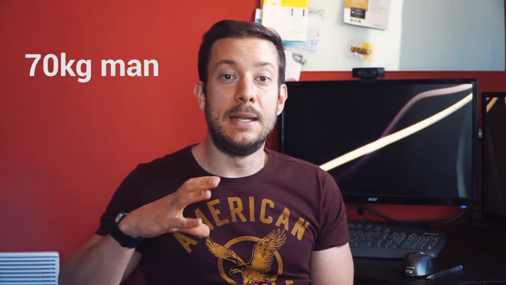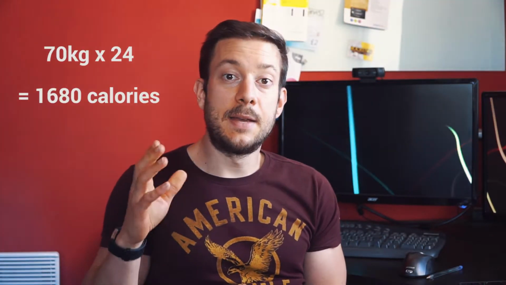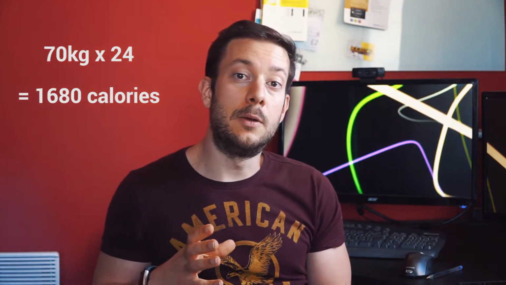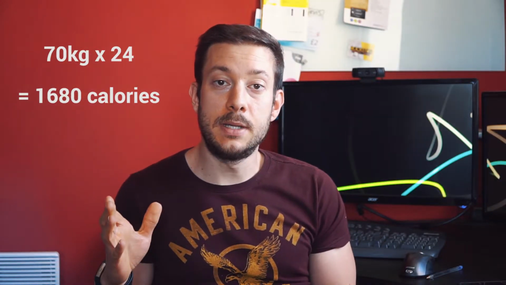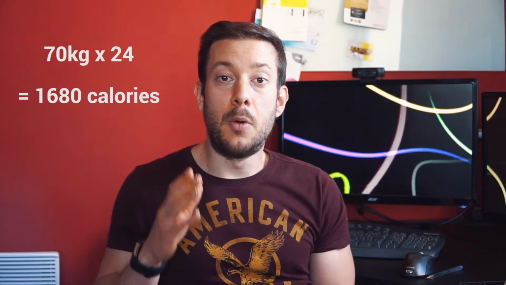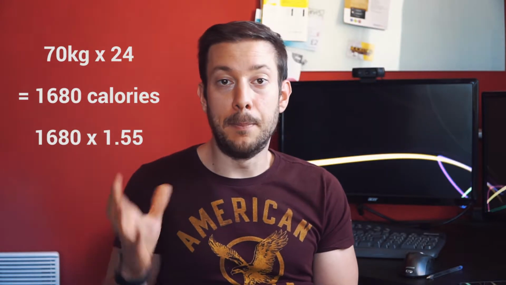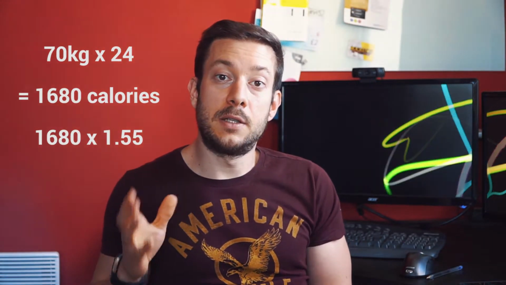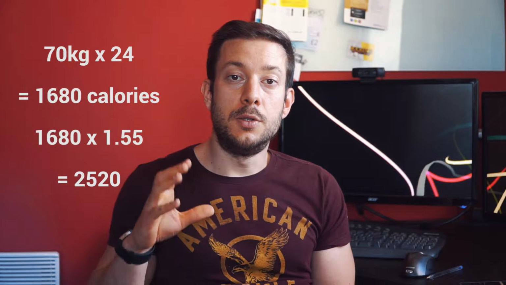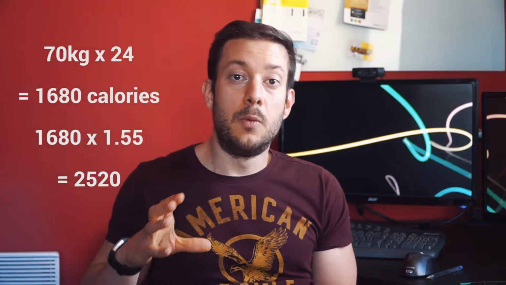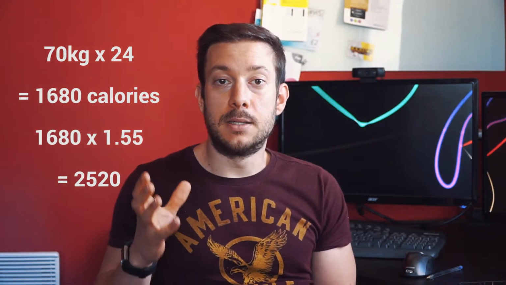So let's go with a real life example of a man who weighs 70 kilograms and is moderately active. So that's 70 kilograms times 24, and that equals 1,680 calories. That's the BMR. Then we multiply that by 1.5 for being moderately active, and that gives 2,520 calories per day. So 2,520 calories per day would be that person's maintenance level.